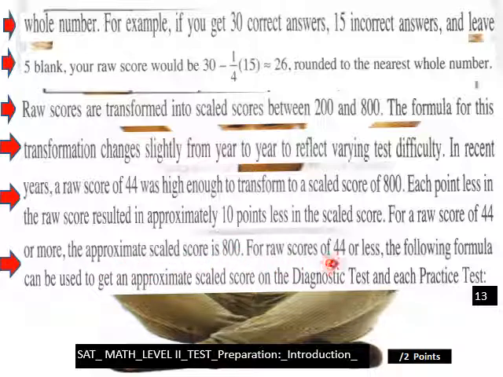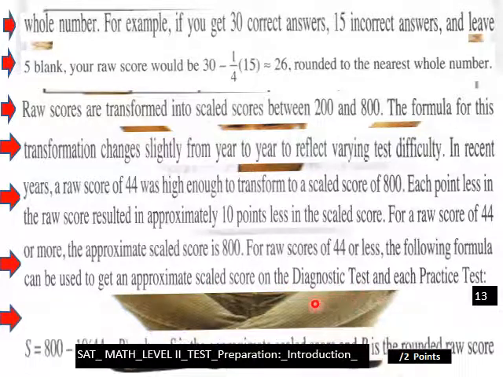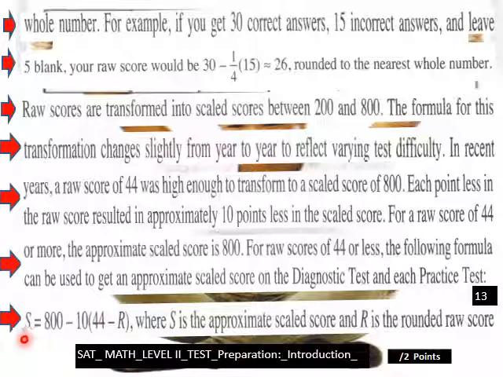For raw scores of 44 or less, the following formula can be used to get an approximate scaled score on the diagnostic test and each practice test. So S would equal 800 minus 10 times (44 minus R), where S is the approximated scaled score and R is the rounded raw score.